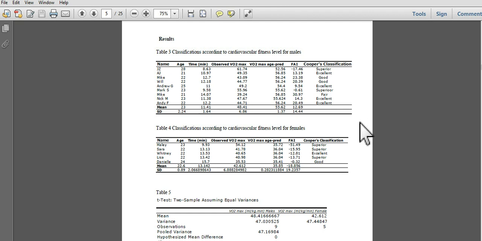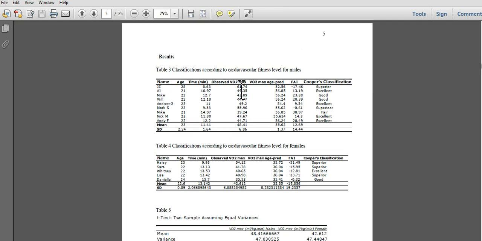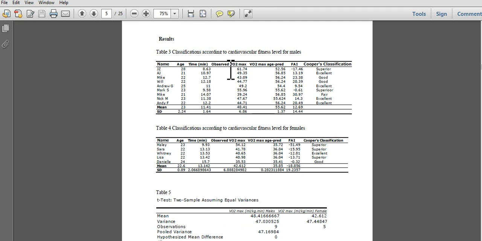And then you're going to do the Cooper classification. Let's actually talk about the table briefly. This is, and I'll do another video and show you how to get these values using Excel.